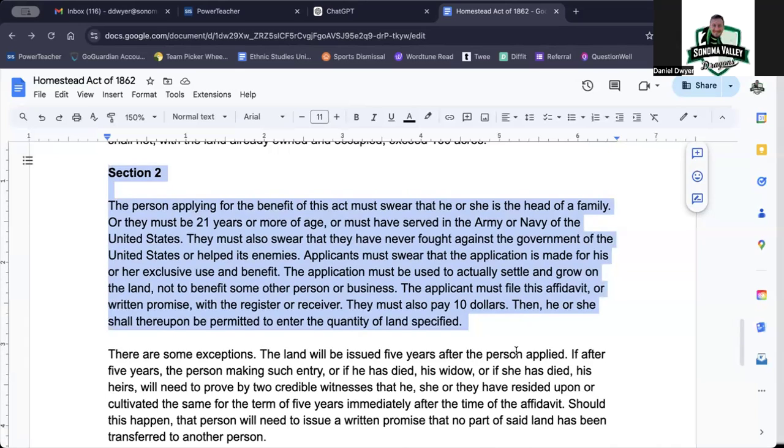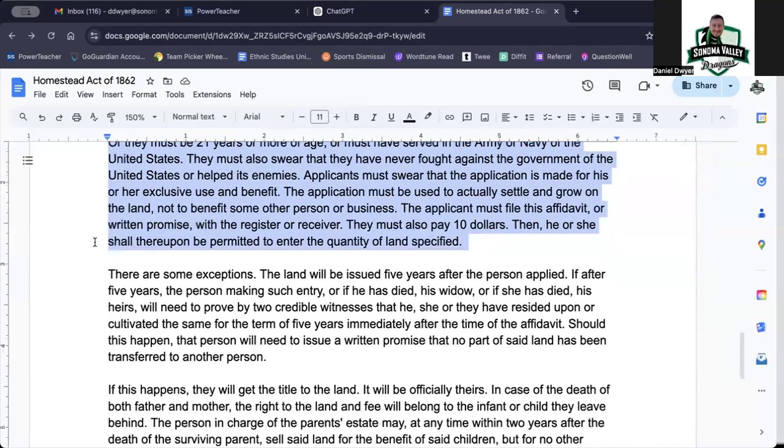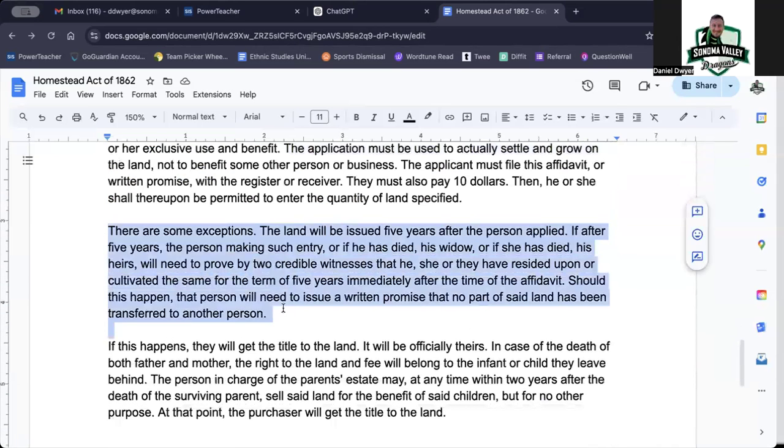They must also pay $10. Then, he or she shall thereupon be permitted to enter the quantity of land specified. There are some exceptions. The land will be issued 5 years after the person applied. If after 5 years the person making such entry, or if he has died his widow, or if she has died his heirs, will need to prove by 2 credible witnesses that he, she, or they have resided upon or cultivated the same for the term of 5 years immediately after the time of the affidavit.